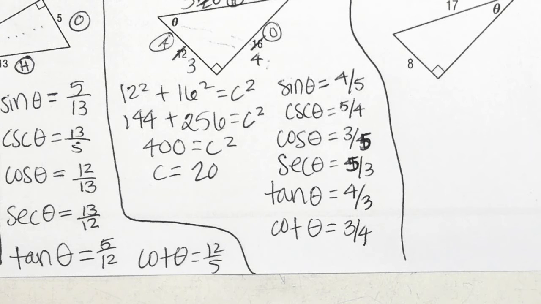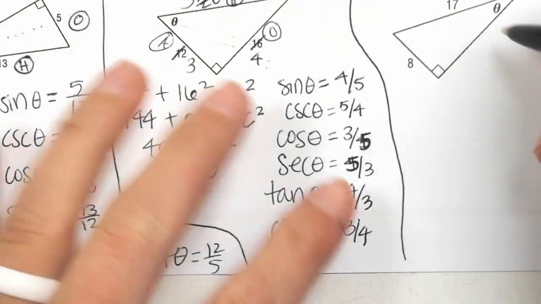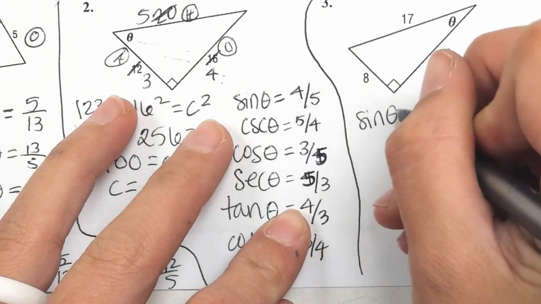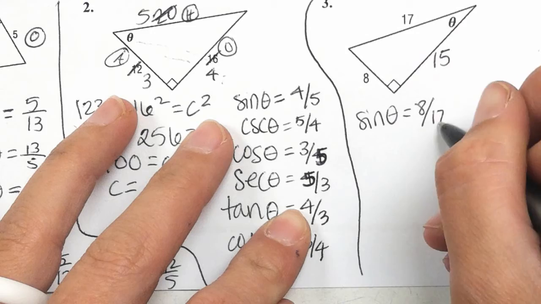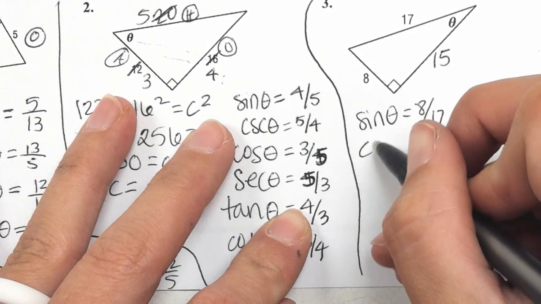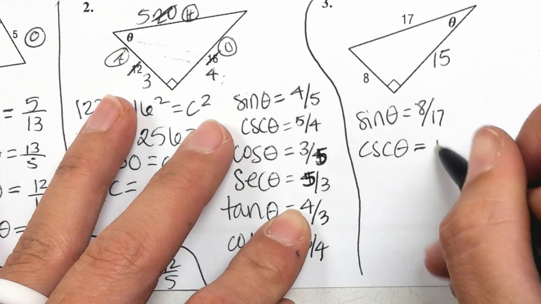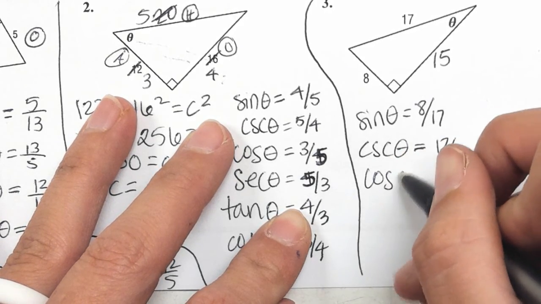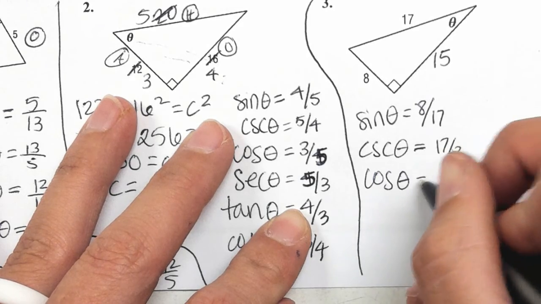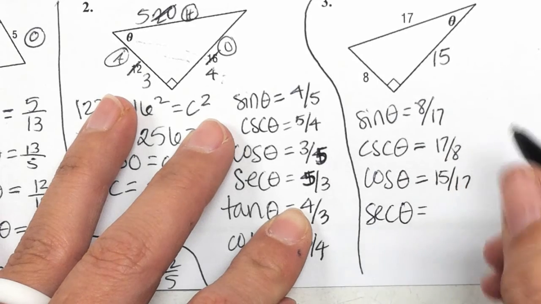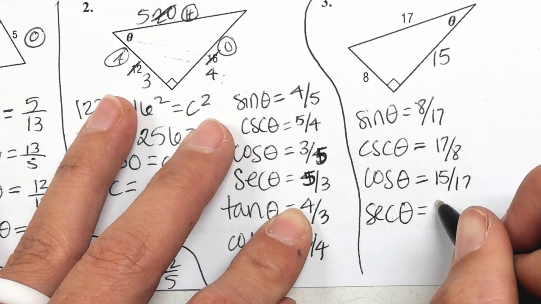Alright, so tell me, Isabel, what was the missing side? Yeah. Very good. Alright, Darian, tell me what sine was. 8 over 17. Very good. What about cosecant, Chris? It'd be 17 over 8. Good. All right. Cosine, Morgan. Good. Grant. Secant. The secant is 15 over 8.